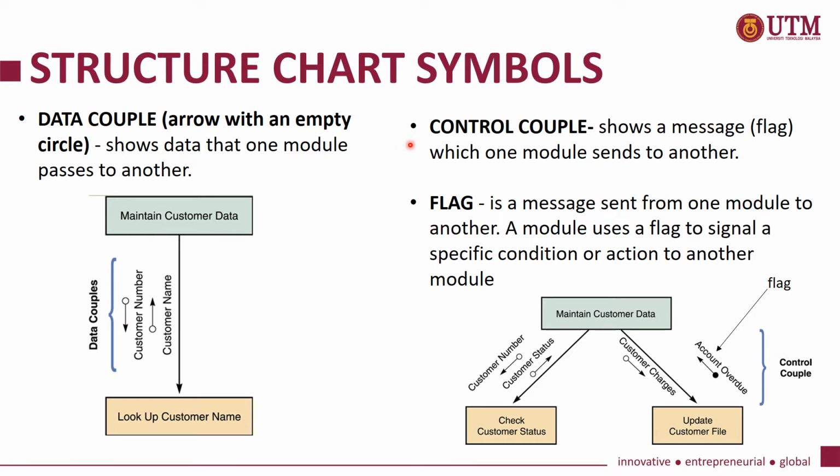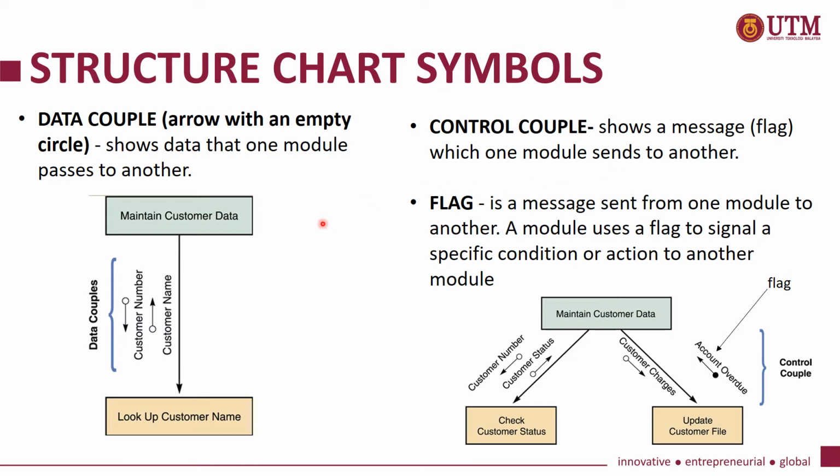Okay, third symbol is control couple. An arrow with a filled circle represents a control couple. The control couple shows a message or call flag, which one module sends to another.